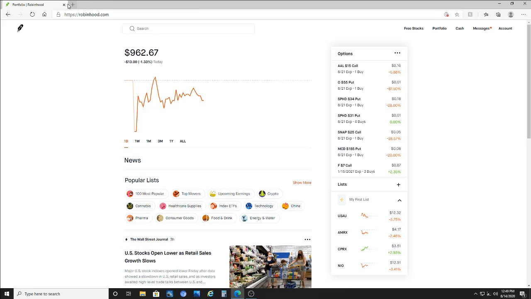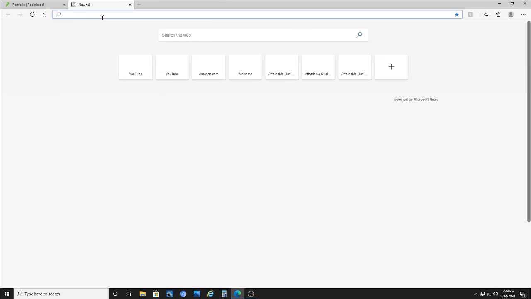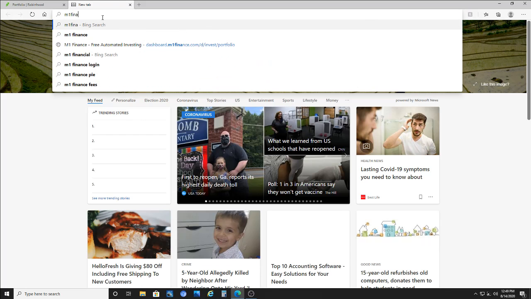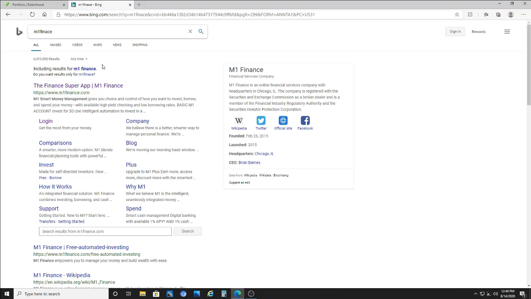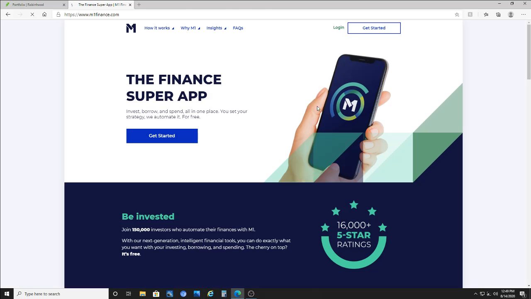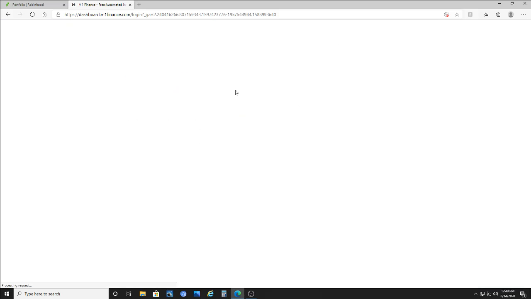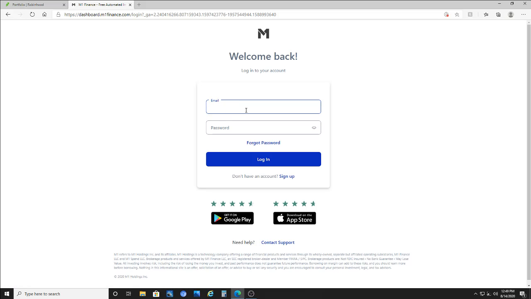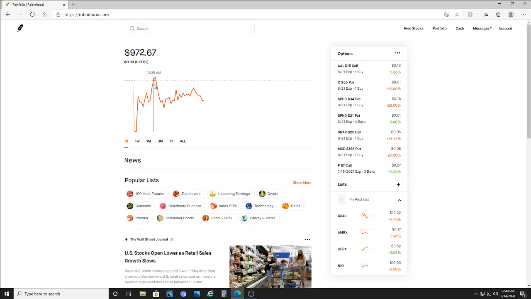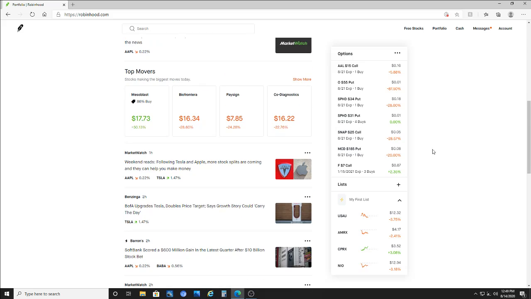And you know what? I might as well go ahead and show you my M1 Finance account. M1 Finance. So we'll see if it pulls up here. Log in. It should remember my password. You know what? I don't want to type this in while it's recording. I'll do another little video on that so you can see what my Roth IRA and the little passive income account looks like. But yeah, so this is what it looks like.